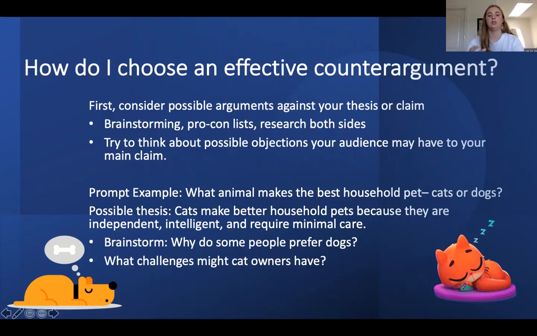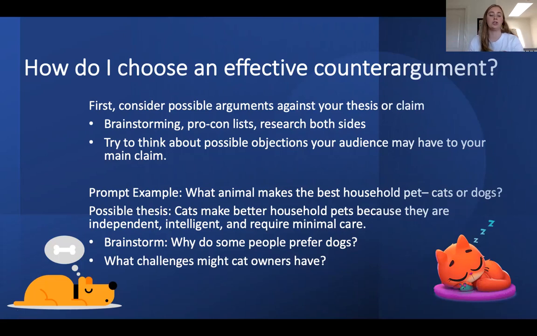So, for example, if we took an example prompt, what animal makes the best household pet, cats or dogs? One possible thesis could be that cats make better household pets because they are independent, intelligent, and require minimal care. And even though we could all be on opposite ends of this opinion and of this thesis, we could participate in a brainstorming activity.